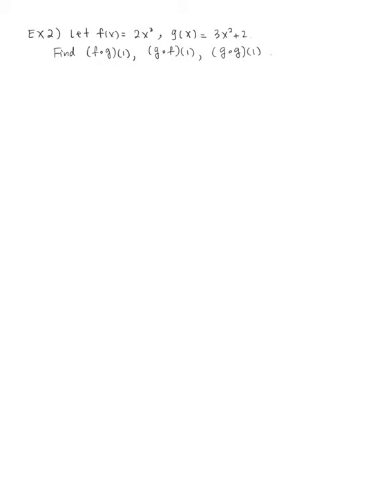Let's take a look at example 3. Let f of x be 2x to the third, and g of x equals 3x squared plus 2. The question is, find f of g evaluated at 1, g of f of 1, and g of g of 1. Now, there are 2 ways that you can compute this. So let me show you both ways, and you can pick whichever method you like. Okay, so let me just call this method 1.